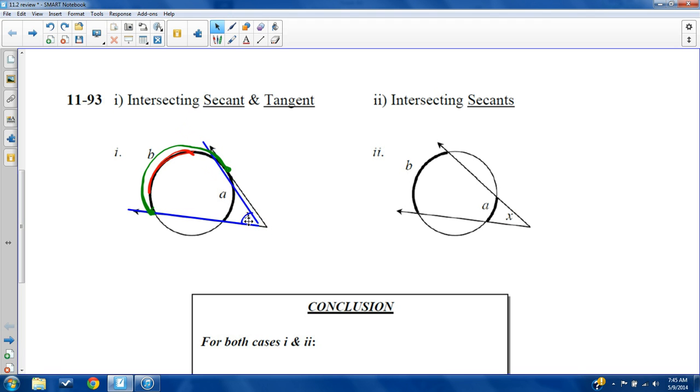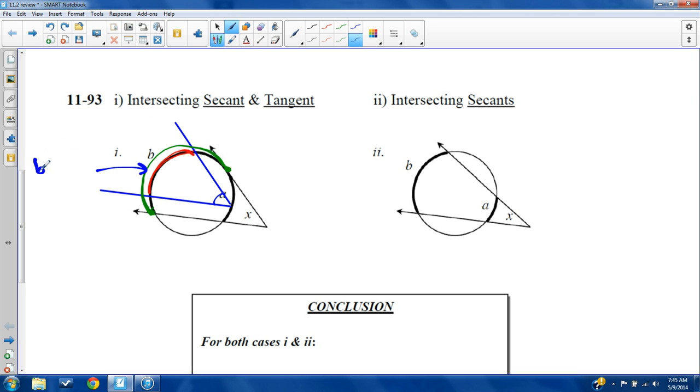So if I want to find out what the measure of this intercepted arc is right here in the red, again, it's taking all of B, subtracting this part and this part. This part is the same length as A right here. Subtracting A, and then I get that intercepted arc right there. So the intercepted arc is B minus A. Okay?